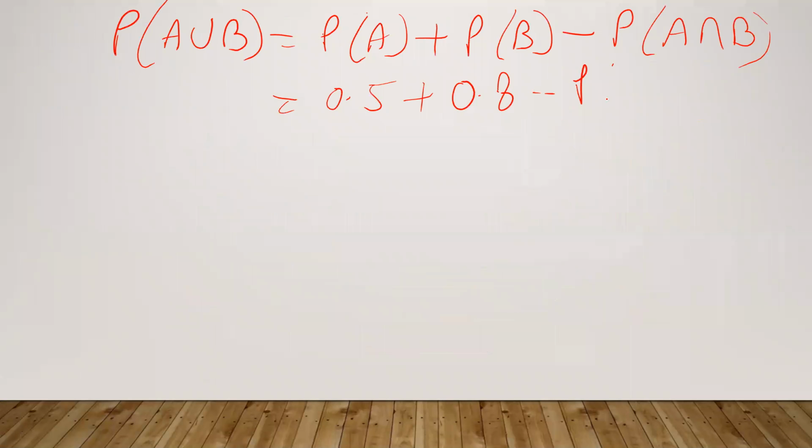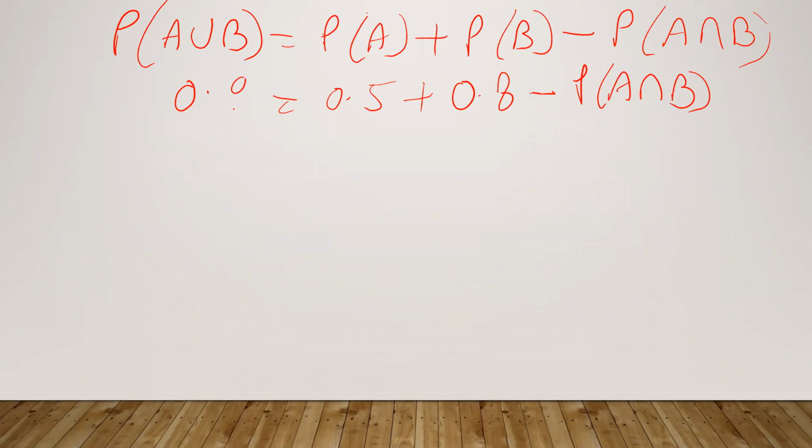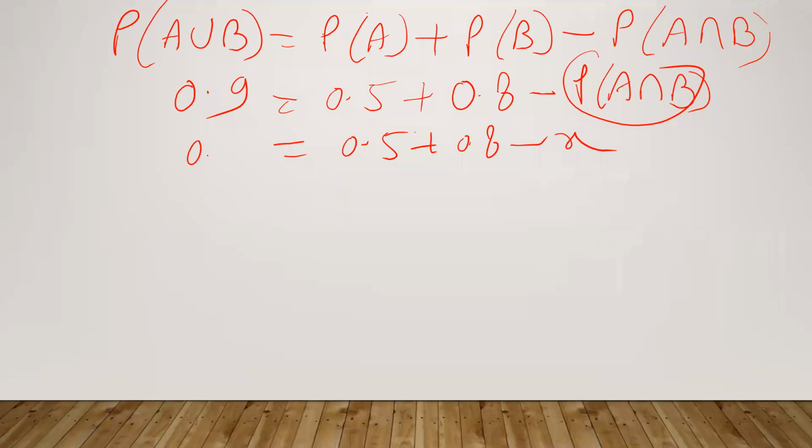So this I will keep as it is. This I have to calculate. Now, A union B is also given to me as 0.9. Now I have to simplify this equation and find the value of probability of A intersection B. For simplicity, you can call it x. So 0.5 plus 0.8 minus x. Now you have to solve this equation and find the value of x. So 0.5 plus 0.8 will give me 1.3 minus x, which is equal to 0.9.